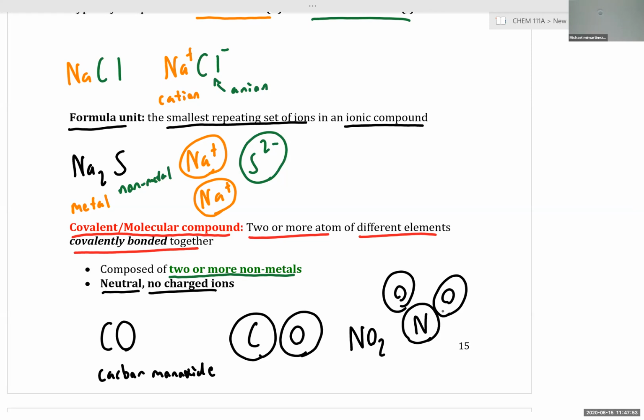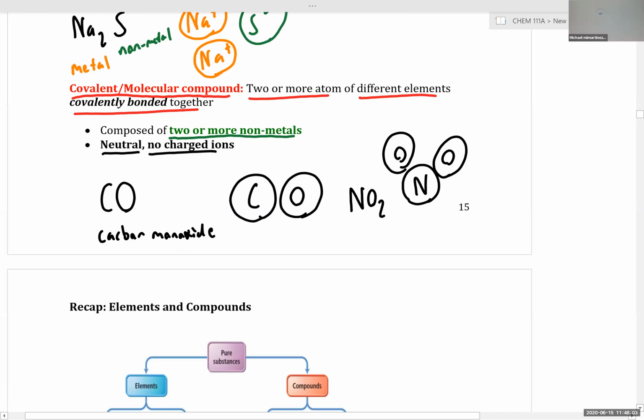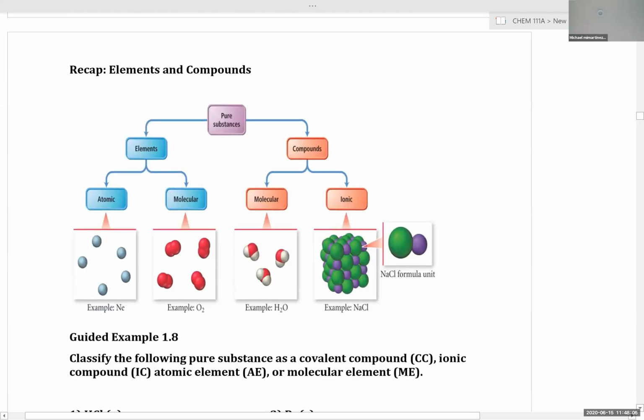Does this make sense to everyone so far? Any questions so far? If not, let's do a quick recap. So elements can be either atomic or molecular, and compounds can be either molecular or ionic. So atomic, 1 atom. These are primarily your metals and your noble gases. Molecular, everything else. For your compounds, your ionic compounds contain a metal plus a non-metal, while molecular compounds contain 2 or more non-metals.